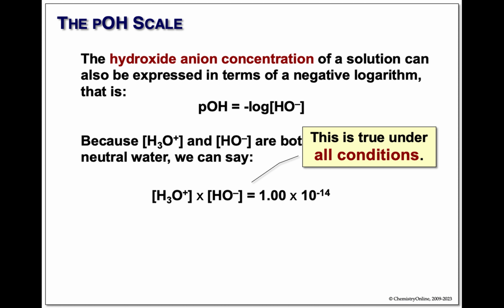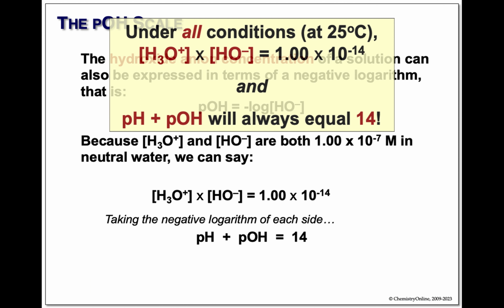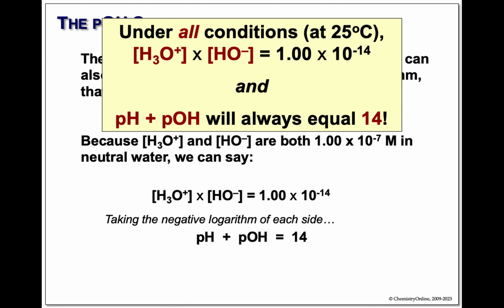Now, let's go one step further. Convert this to pH. Convert that to pOH. This is simply the exponent. The negative log. pH plus pOH is 14. Those two are extremely important things to remember under all conditions at room temperature.